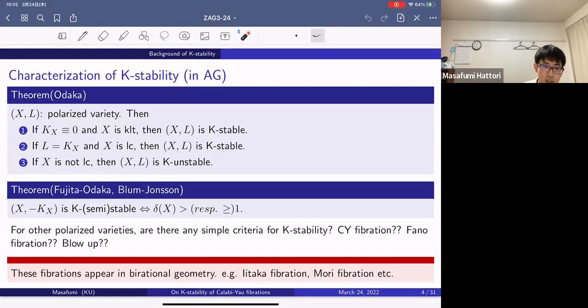And for the Fano case, Fujita and Odaka gave a numerical invariant, the delta invariant. This is purely algebraic. And later, Blum and Jonsson proved that (X, -K_X) is K-semistable if and only if the delta invariant is bigger than or equal to 1. But for other polarized varieties, are there any simple criteria for K-stability without using test configurations?